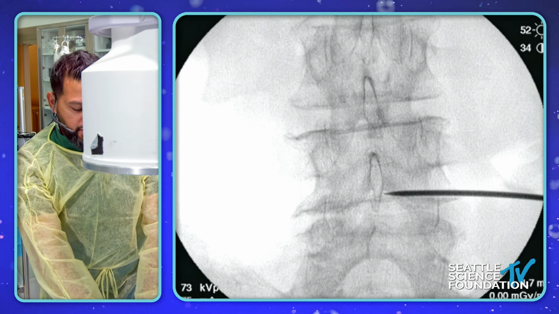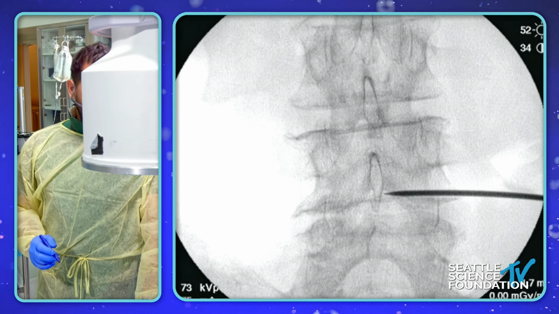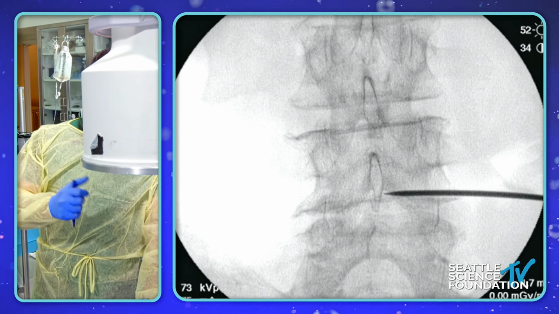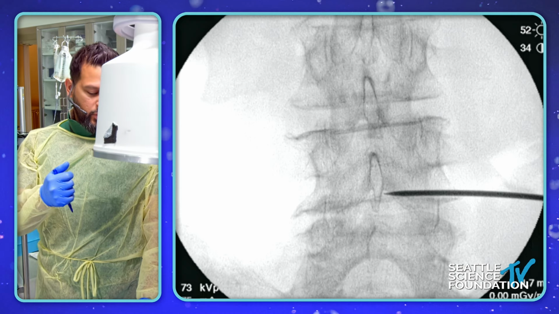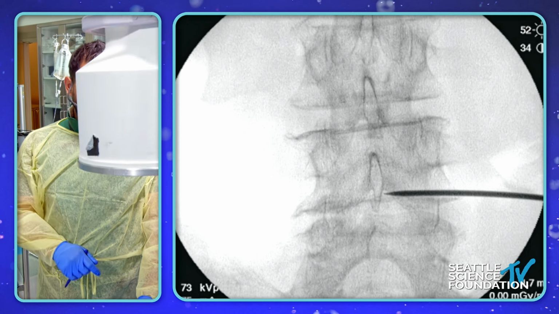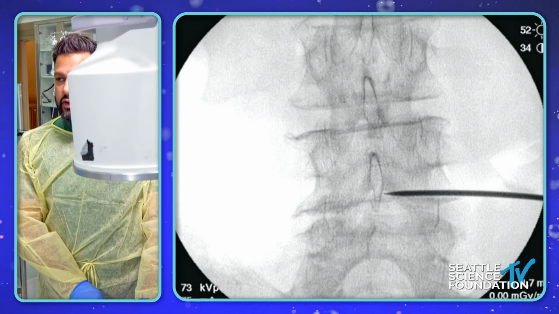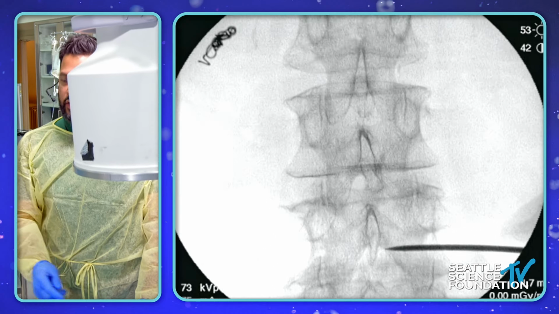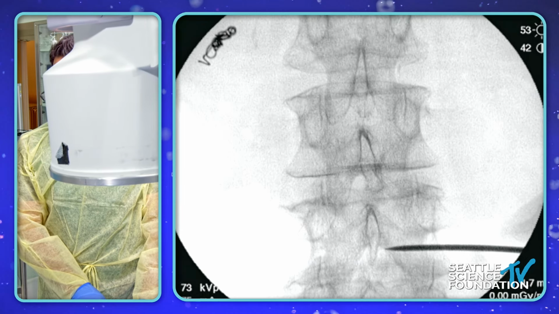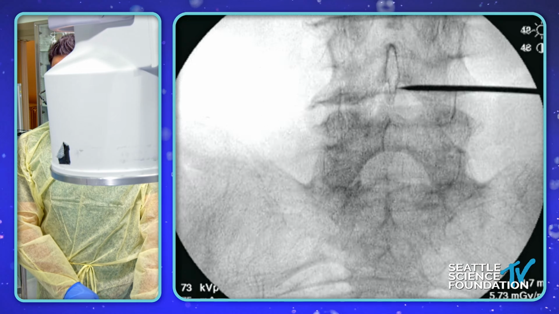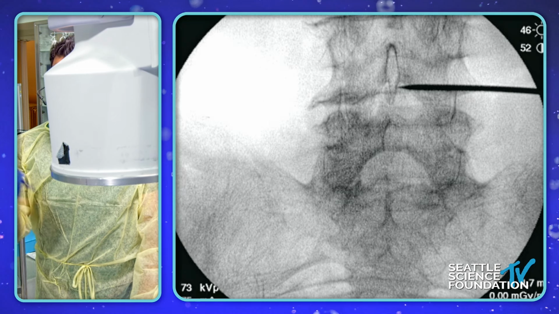Now, if you look here, if you cant the X-ray and angle that way a little bit, about 5 degrees. No, the other way. Yep, take a shot there. And then come south a little bit. You see how the interlaminar window is opening up a little bit. Okay, shot there again. Okay, now go 5 more degrees.